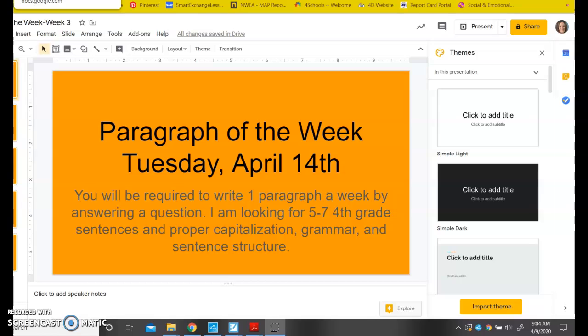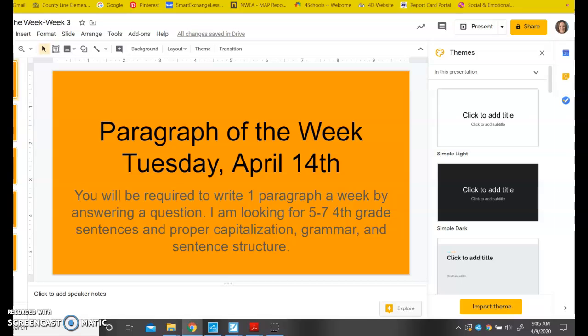So today we are going to be starting with a paragraph of the week. So you see paragraph of the week, Tuesday, April 14th. Here are some written directions. You will be required to write one paragraph a week by answering a question. I am looking for 5 to 7 fourth grade sentences, and you know the expectations there are fourth grade rockstar sentences that you can access through Google in your Google Docs. I think it's probably under your shared with me. So I'm looking for those fourth grade sentences, proper capitalization, grammar, and sentence structure.